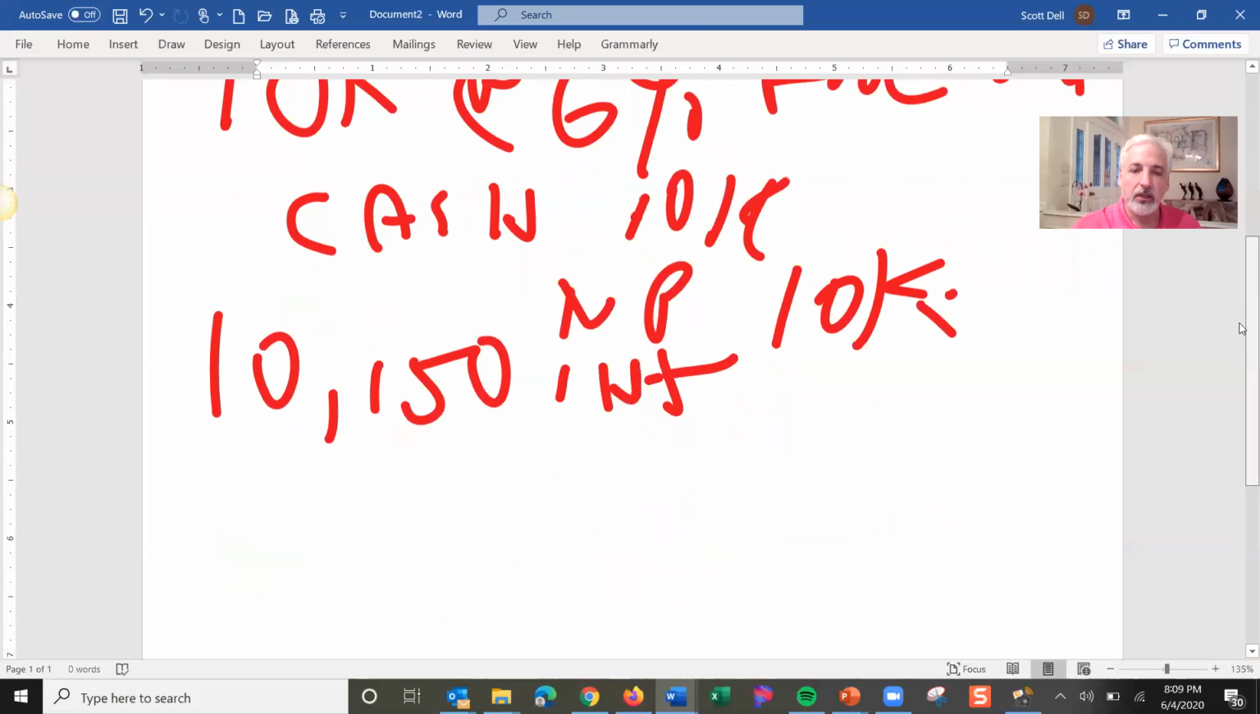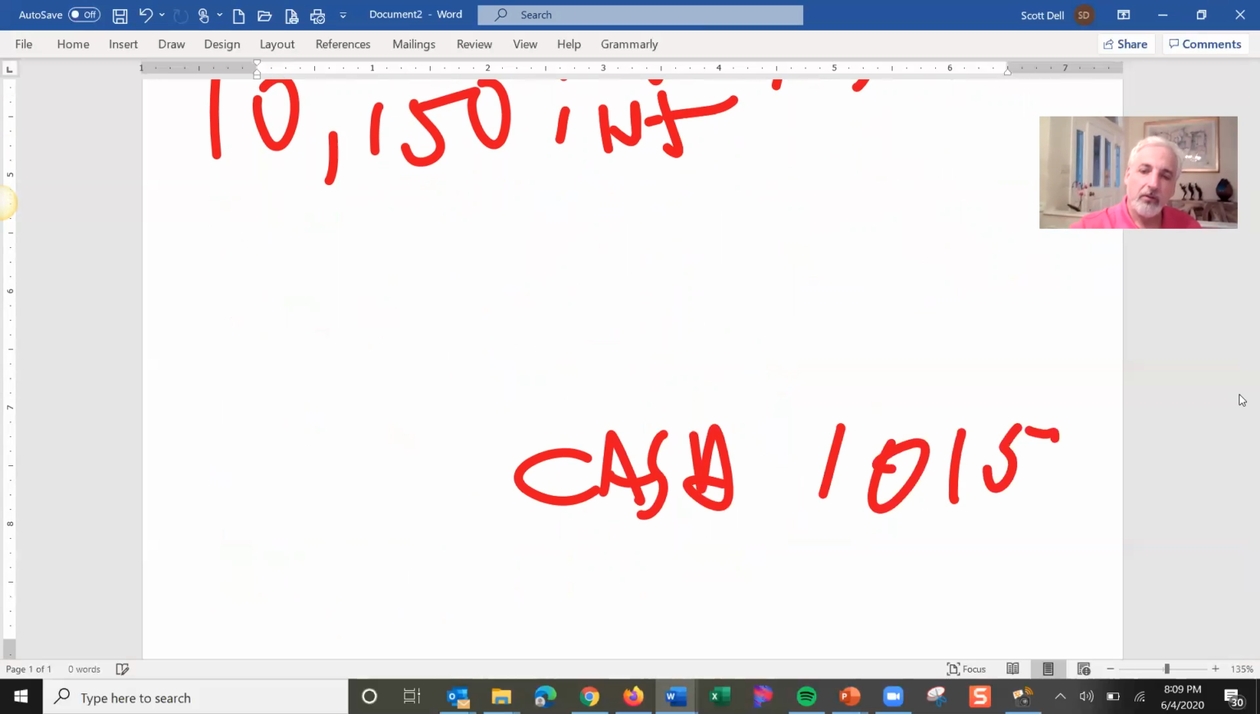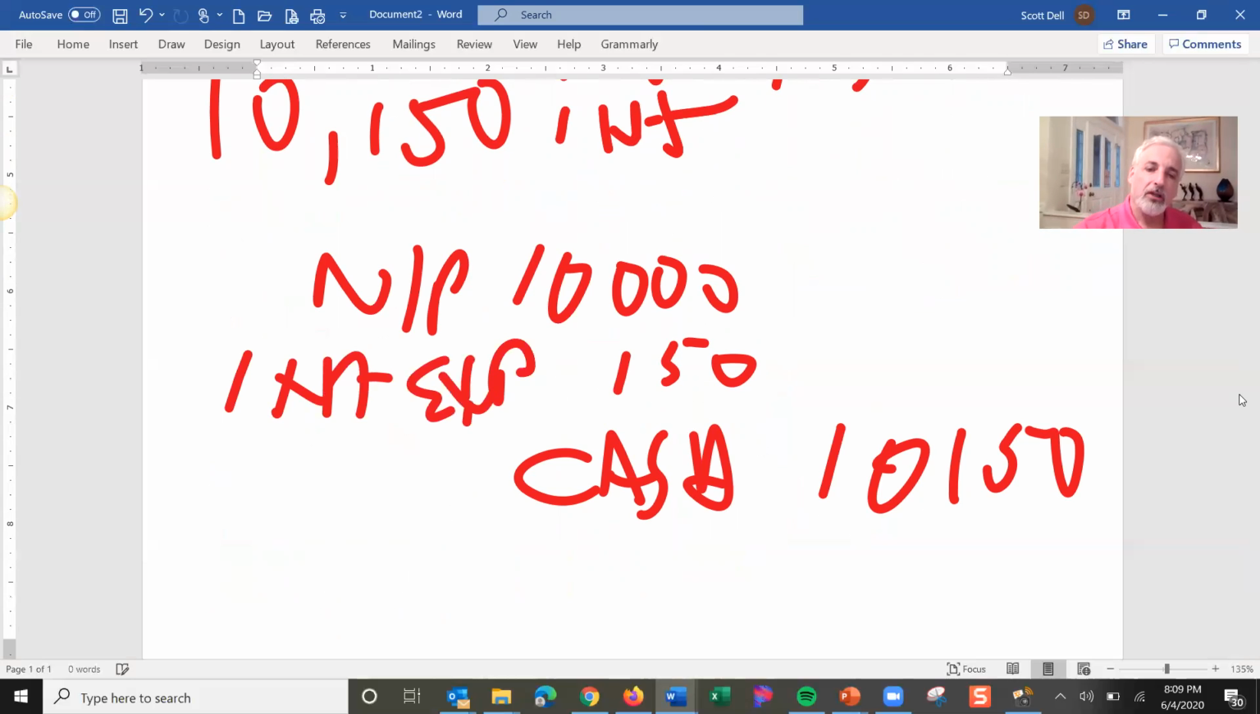And what's the journal entry going to look like? Well, in the current year, the cash goes out the door, $10,150. I've got my notes payable being relieved of $10,000, and the balance, I got $150 in interest expense. Notice it's not $600, it's only $150. That's based on an annual interest rate.